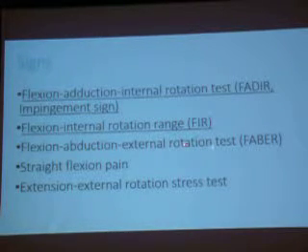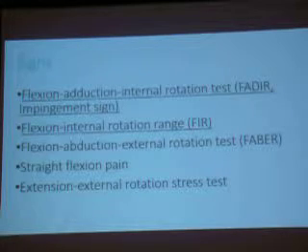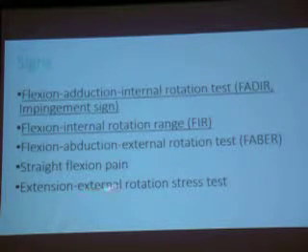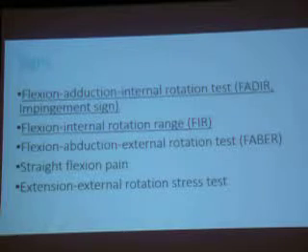Flexion, abduction, external rotation, I mentioned this already, FABER. That causes pain in lateral impingement. We talked about that. Straight flexion pain in subspine impingement, we talked about that also. Subspine AIIS, straight flexion pain, and posterior stress for the posterior impingement. These are all different signs we have.